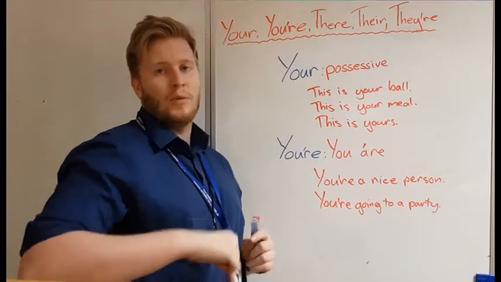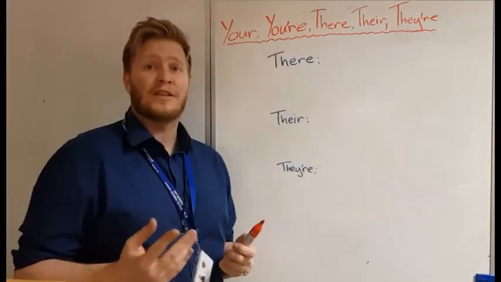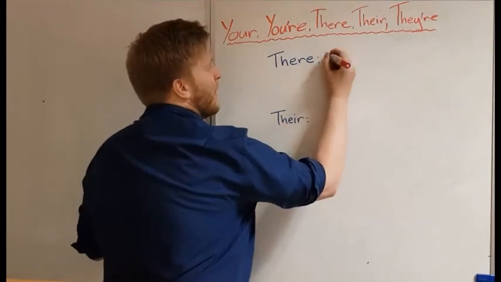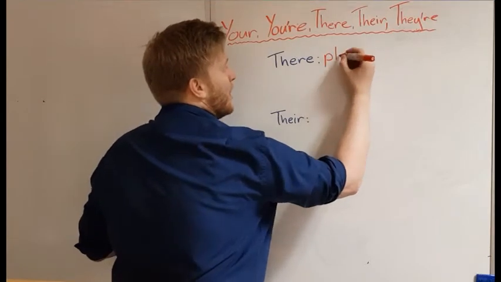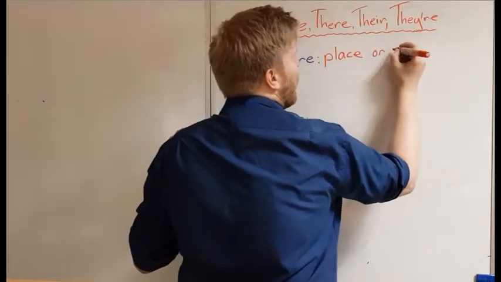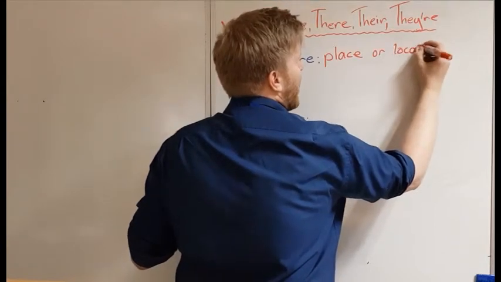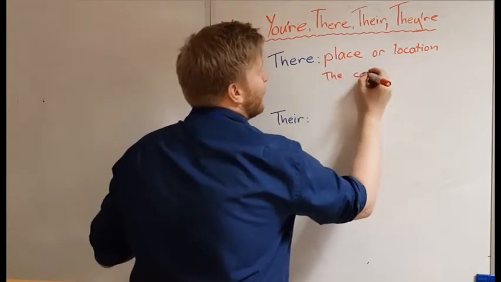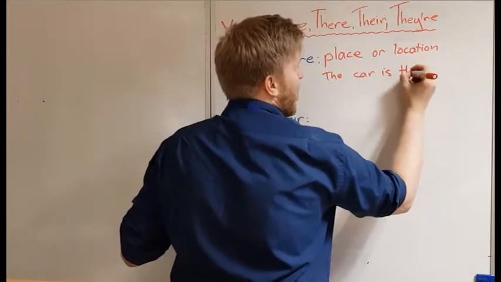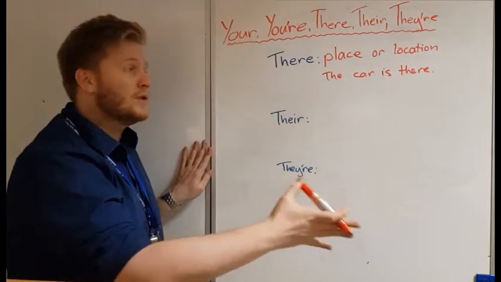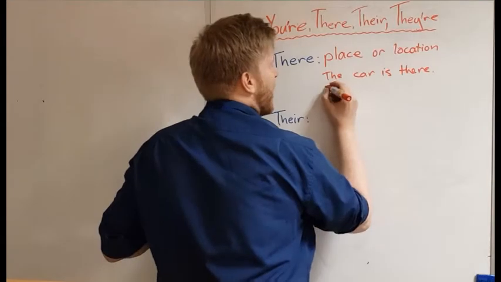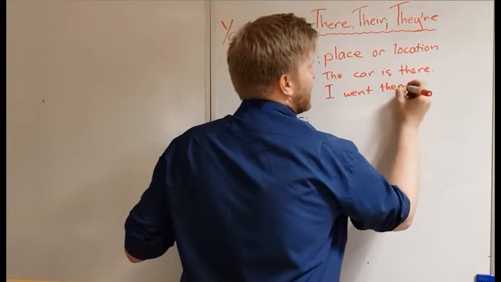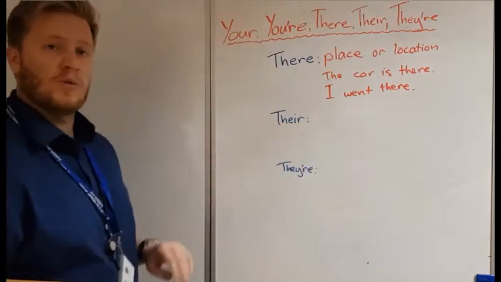We're going to see which one we use for which situation. Now let's look at the three different theres that we have and see when we would use them. Now the first one, there with T-H-E-R-E, is for a place or location. And we would use this if we were saying something like, the car is there. Because we're talking about the location of the car, where it is, okay? I went there. It's telling us a place or location where someone went.